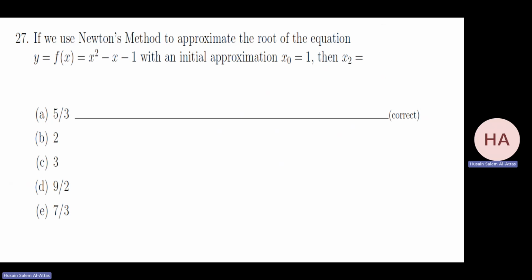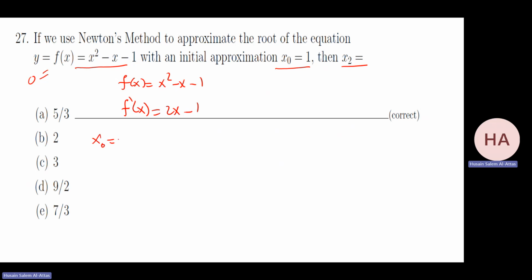The question: if we use Newton's method to approximate the root of this equation, with the initial condition this, find x2. So what is my function? It is x squared minus x minus 1, and to find the root of this. Root means to make this equal to 0. This is what I'm looking for. So f prime is 2x minus 1.